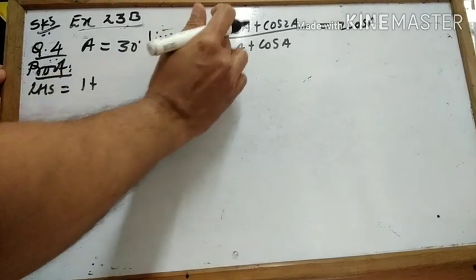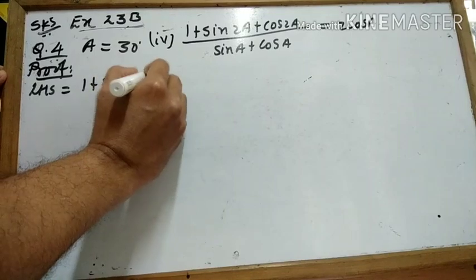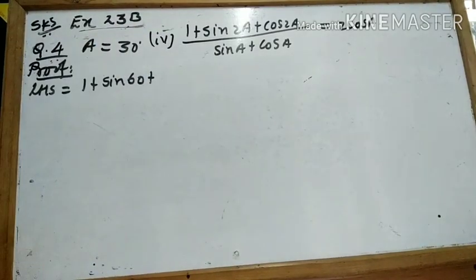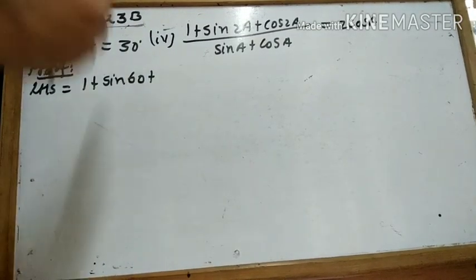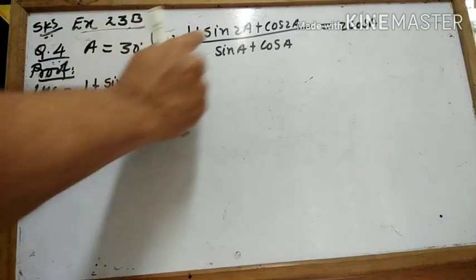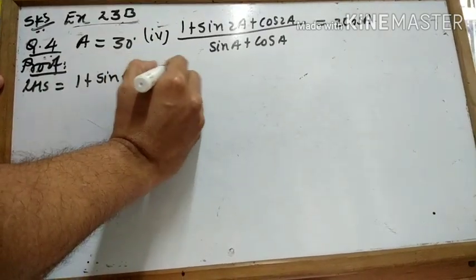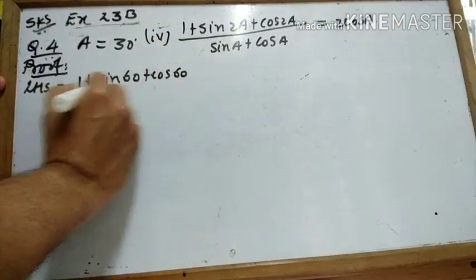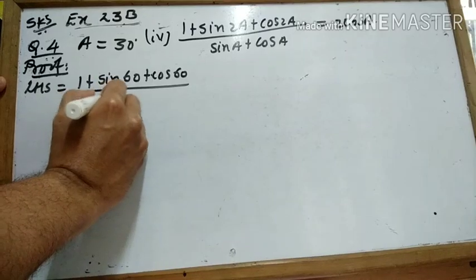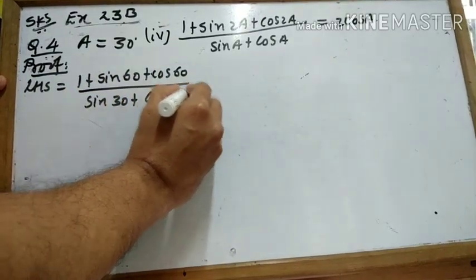1 plus sine 2A will be sine 60. My dear friends, I am just using shortcut here. In exams, you write down in the standard format what I explained earlier. Sine 60 plus cos 60 over sine 30 plus cos 30.